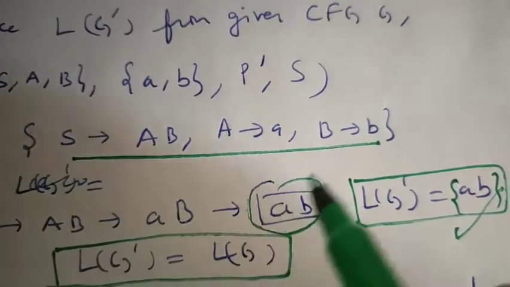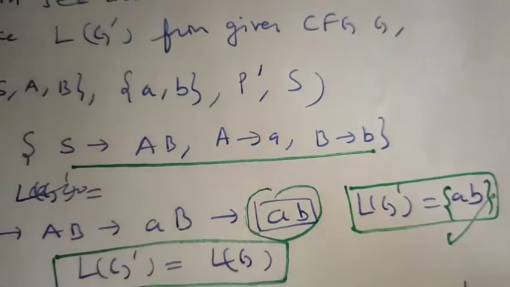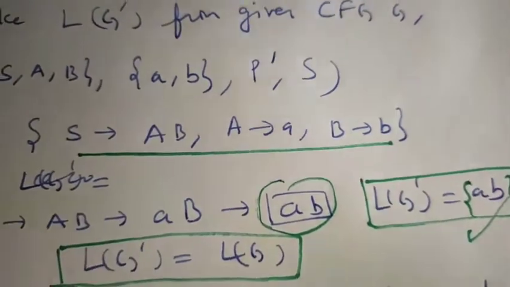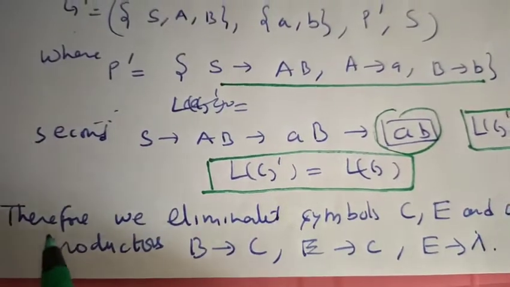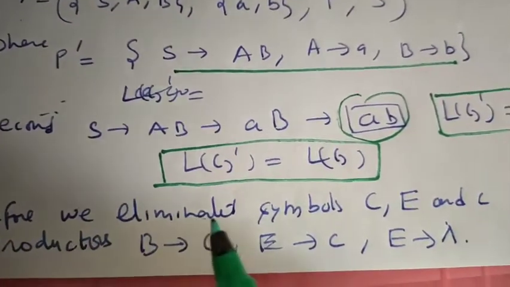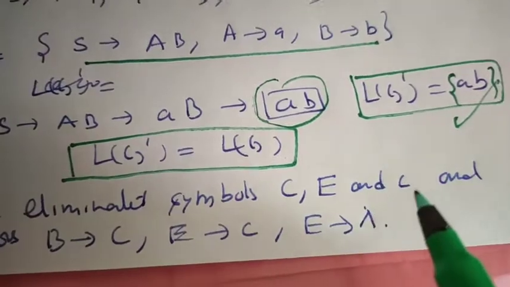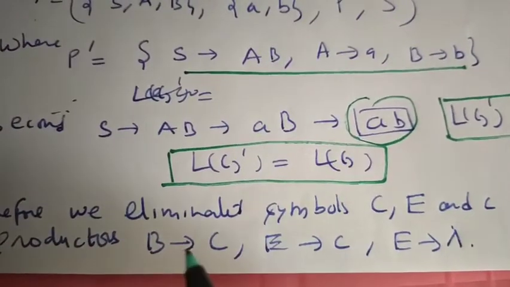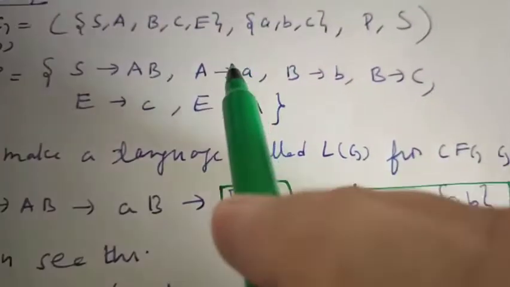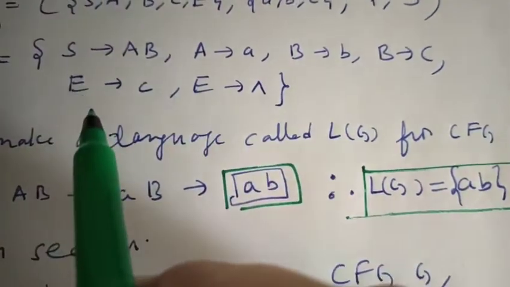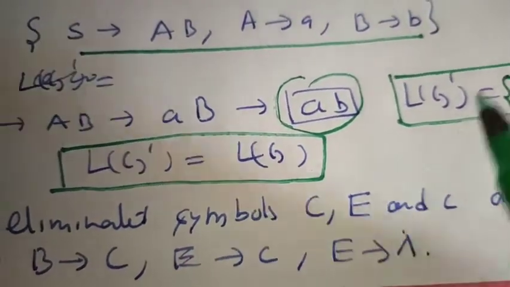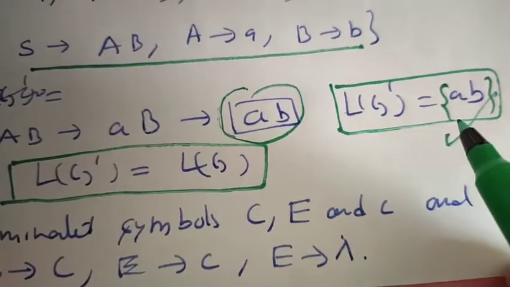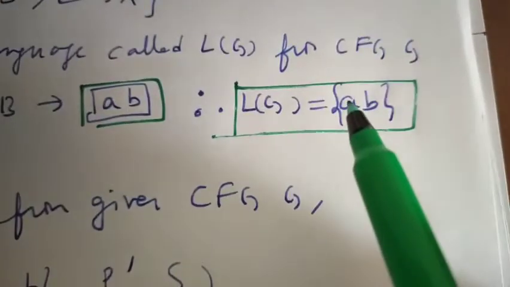Then what is the sense of using all those productions which are given in G? It makes no sense. Therefore we have eliminated the symbols C, E and small c, and the productions B tends to capital C, E tends to c, and E tends to null, because these three productions make no sense while deriving the language L(G dash) equal to ab, which is nothing but the same language L(G) equal to ab.